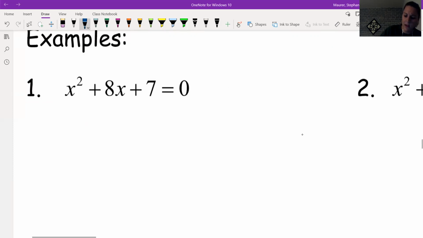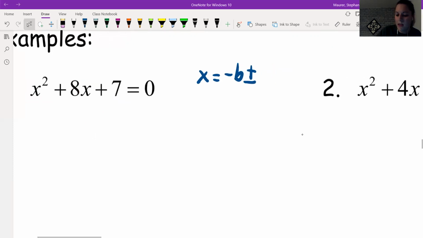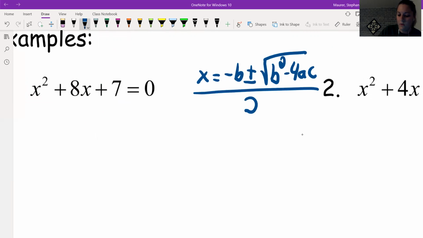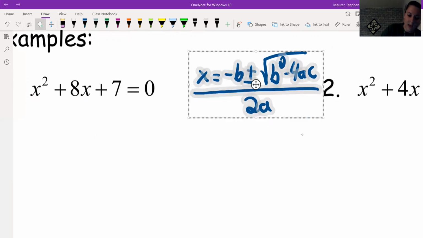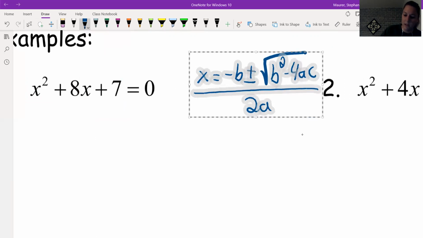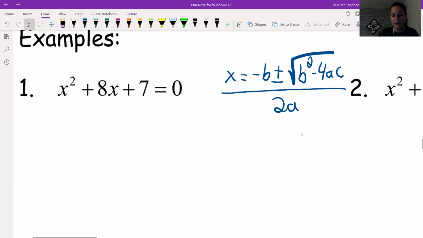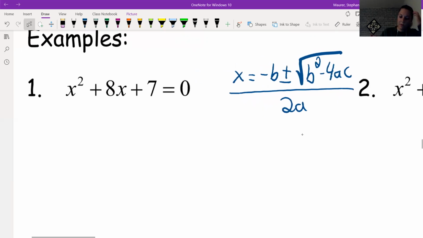Let's go this size. Okay, so we have x equals the opposite of b, which I will explain here in a second, plus or minus the square root of b squared minus 4ac all over 2a. And bear with me just for a second here. I'm actually going to try to make that a little bit smaller. Okay, there we go. It just fits on the screen a little bit better. So we have this formula.